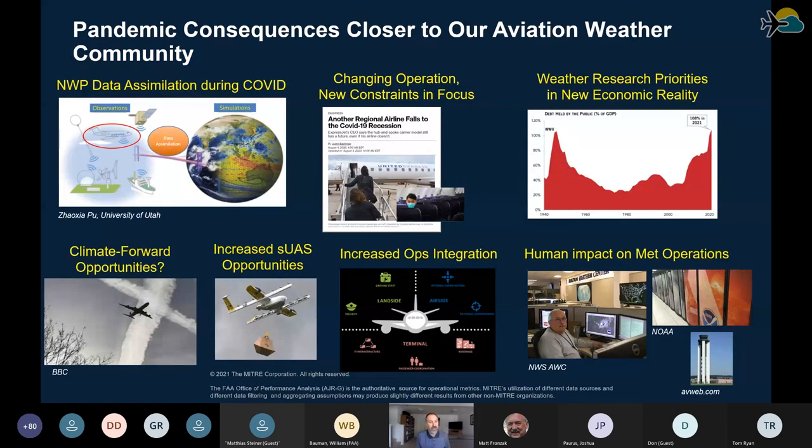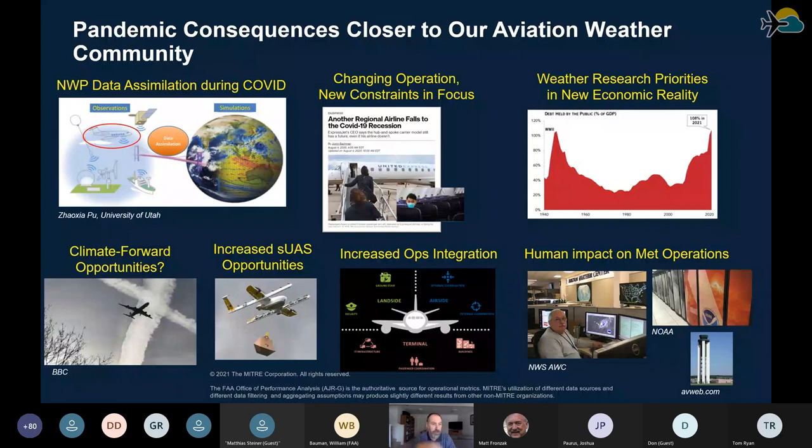This is the summary slide that Matthias and I used to set up different discussions. We touched upon the pandemic consequences closer to our aviation weather community. Eric James from GSD led a presentation from his colleagues to talk about NWP data assimilation and the role of aircraft-based observations, and how we're starting to see how the lack of aircraft last year really did and can affect the quality of numerical weather predictions.